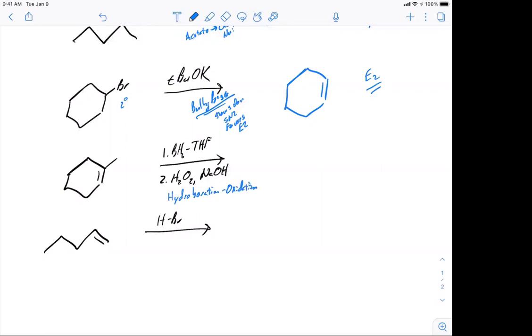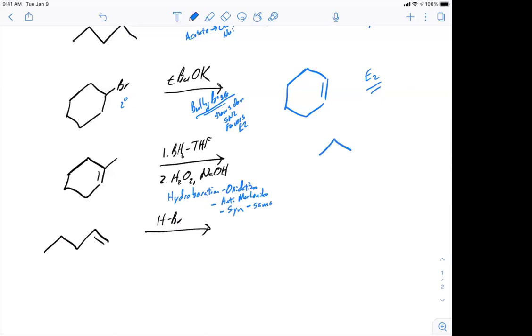Okay, and the few things we need to know about hydroboration oxidation: one, it's anti-Markovnikov. Markovnikov is the most stable carbocation. So this is going to be anti-Markovnikov, so I'm going to add to the opposite side. And then this is also syn. Syn means that I'm adding both of the groups to the same side.